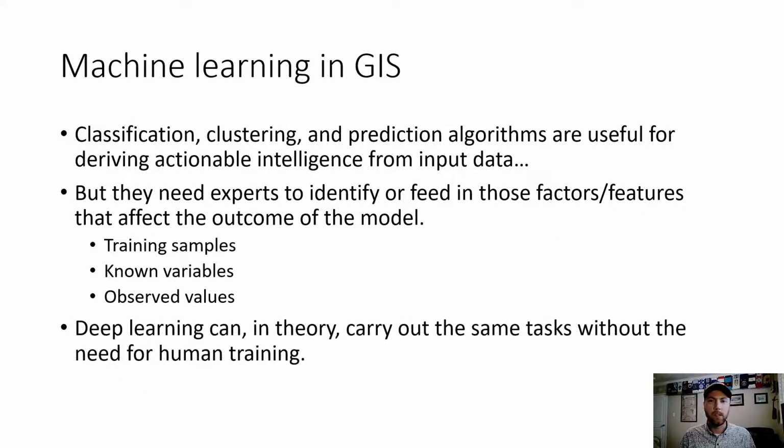So classification, clustering, and prediction algorithms are useful for deriving actionable intelligence from input data, but they need experts to identify or feed in those factors or features that affect the outcome of the model. We call these training samples in the context of raster analysis, known variables, or observed values, and those are more terms applied to statistical analysis. And deep learning can, in theory, carry out the same tasks without the need for human training through those multiple iterations and the improvement of the algorithms.